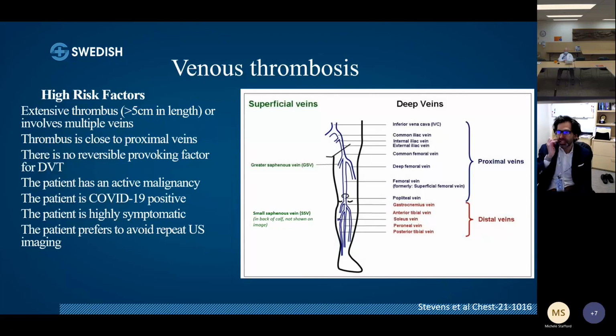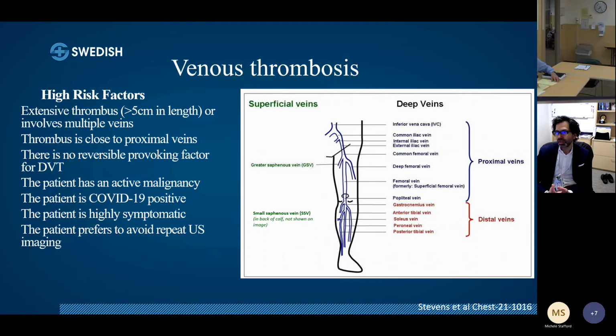If you look at the risk factors, the extent of thrombus is important. A lot of ultrasound labs won't tell you how much thrombus, but if you call them, they can give you an idea. So greater than 5 centimeters in length. If it's close to the proximal vein, so generally it's the popliteal that they're draining into, so within 2 centimeters would be a high risk feature in my mind. If there's no reversible provoking factor, so this is a de novo in a patient who hasn't had recent surgery and who's fully ambulatory. Active malignancy and COPD are risk factors due to their hypercoagulable conditions.